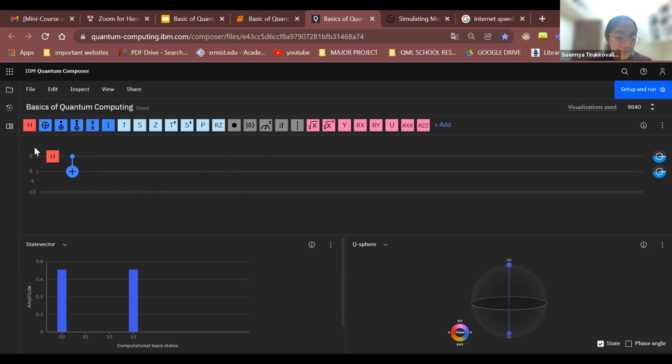For example, here I've created an entanglement. So there's a qubit with a 50% chance of being in the 0, 0 state and the 1, 1 state, and it's represented by the Q-sphere. And if you want to, this gate is known as the Hadamard gate, and there's a NOT gate as well. So you can, for example, you can perform.